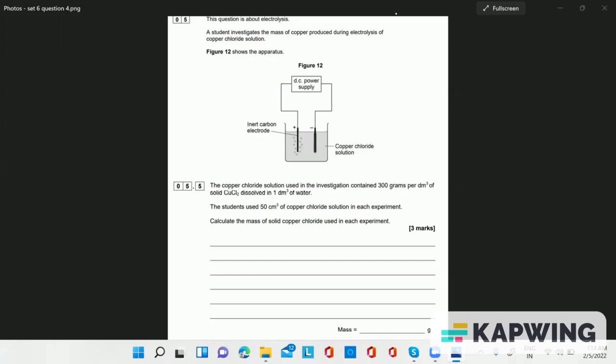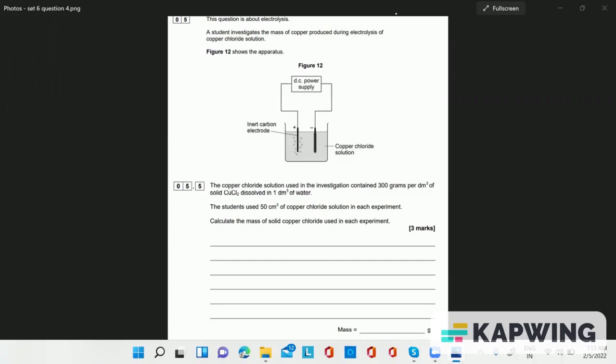The copper chloride solution used in the investigation contained 300 grams per decimeter cube of solid copper chloride dissolved in 1 decimeter cube of water. This is my question, and the student used 50 centimeter cube of copper chloride solution in each experiment. So we have to calculate the mass of copper chloride used in each experiment.